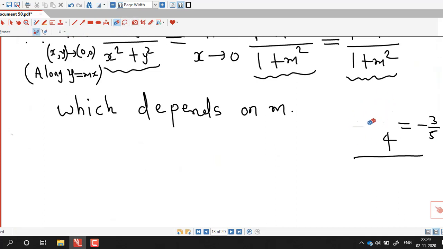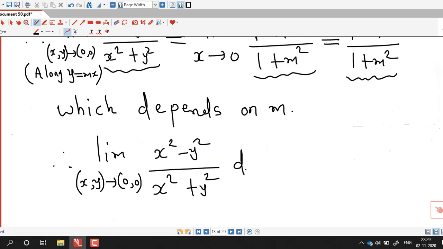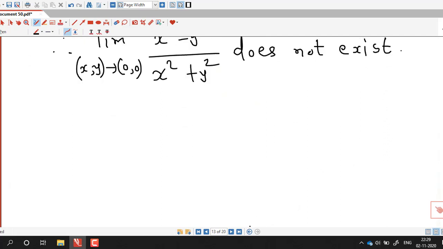So we are able to find an infinite number of different lines, and we get different limits along all possible lines. Therefore we can directly write that the limit of x square minus y square over x square plus y square as (x, y) approaches (0, 0) does not exist, because the limit is different along different lines passing through the origin.